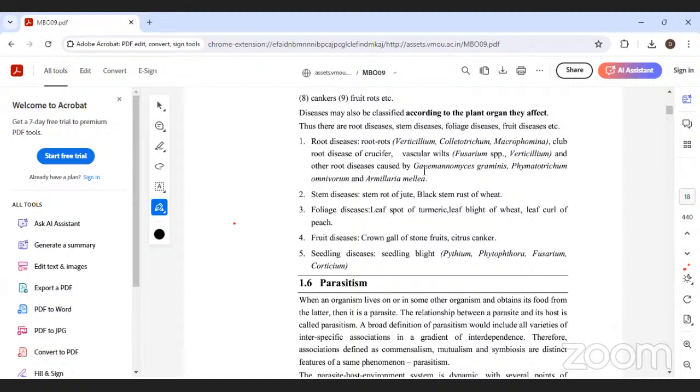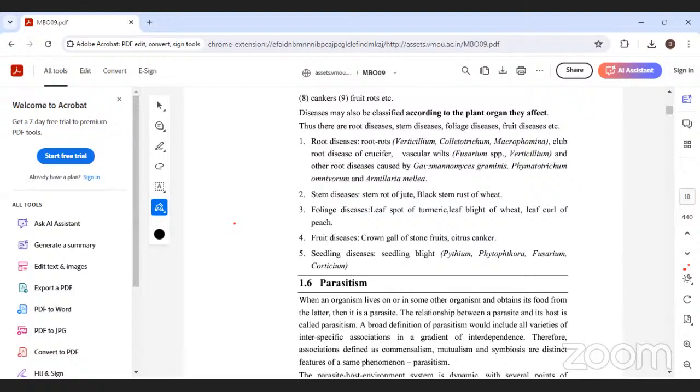Disease may also be classified according to the plant organ they affect. Thus, there are root disease, stem disease, foliage disease, fruit disease. First, root disease: Verticillium, Colletotrichum, Macrophomina cause root rot diseases.